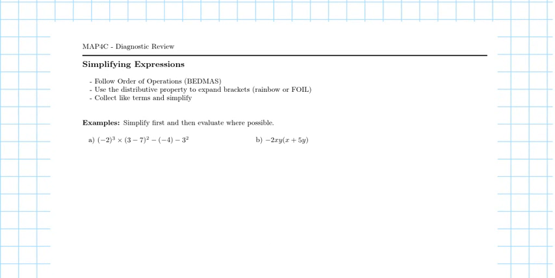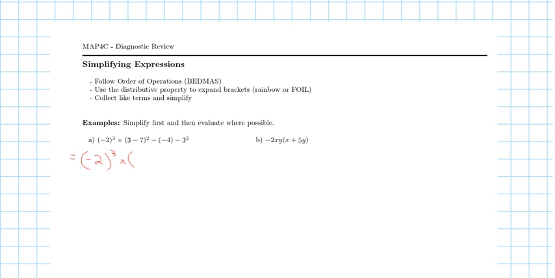Looking at the first example, it asks me to simplify first and then evaluate where possible. What do I have to do first? Anything inside the bracket. The first bracket I don't have to deal with yet, but in the second bracket there is an operation happening: 3 minus 7. I have to simplify that first.